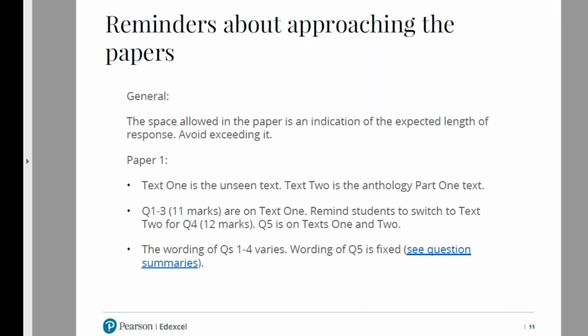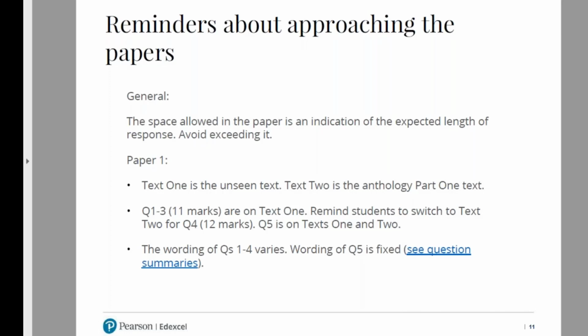So the space allowed in the paper is an indication of the expected length of the response, and so your students should avoid exceeding it. It sounds obvious, but again, teachers do ask me quite often, are they allowed to exceed it? Well, they can, but your exams officer should have ordered additional sheets, and if they want to exceed the space, then they should go onto the additional sheet, clearly labelling which question they're answering, and then the extra sheet needs to be attached to their script with a treasury tag.